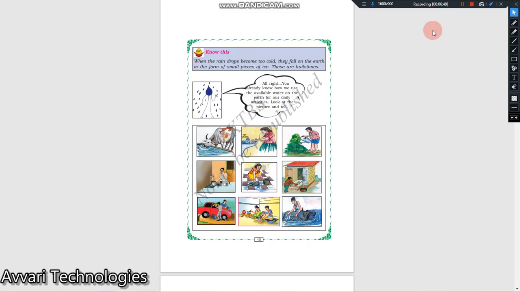Do you know this? When the raindrops become too cold, they fall on the earth in the form of small pieces of ice. These are hailstones.